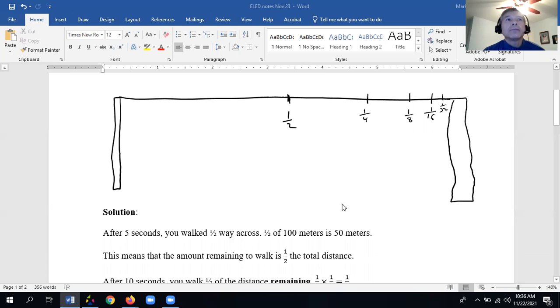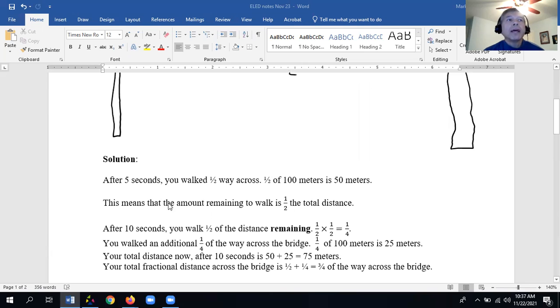So let's see what's going on here with this. So after 5 seconds, you walk halfway across the bridge. Well, the bridge is 100 meters long, and half of 100 meters is 50 meters. You can see that distance right here of 1/2. So you walked 1/2 from the start of the bridge to the end of the bridge in 5 seconds. This means that the amount remaining for you to walk, you started here and you're trying to get to here, you walked halfway right to here from left to right, and you have half the bridge remaining to walk. So the amount remaining to walk is 1/2 the total distance.